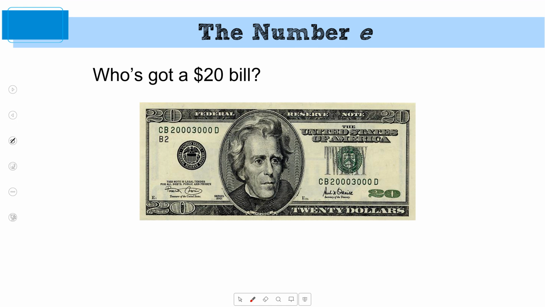This is a $20 bill. This that I'm about to show you is extremely nerdy, but I think you're going to like it. If nothing else, it'll make it almost impossible to forget what the value of e is. Who's on the $20 bill? Jackson. What president was he?